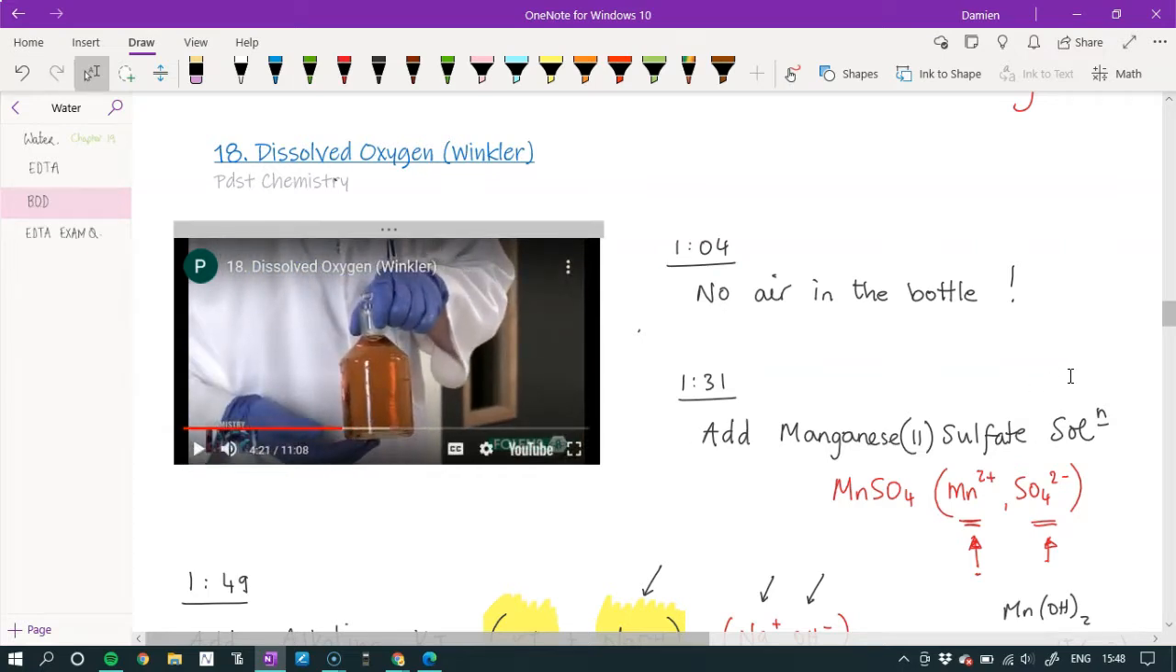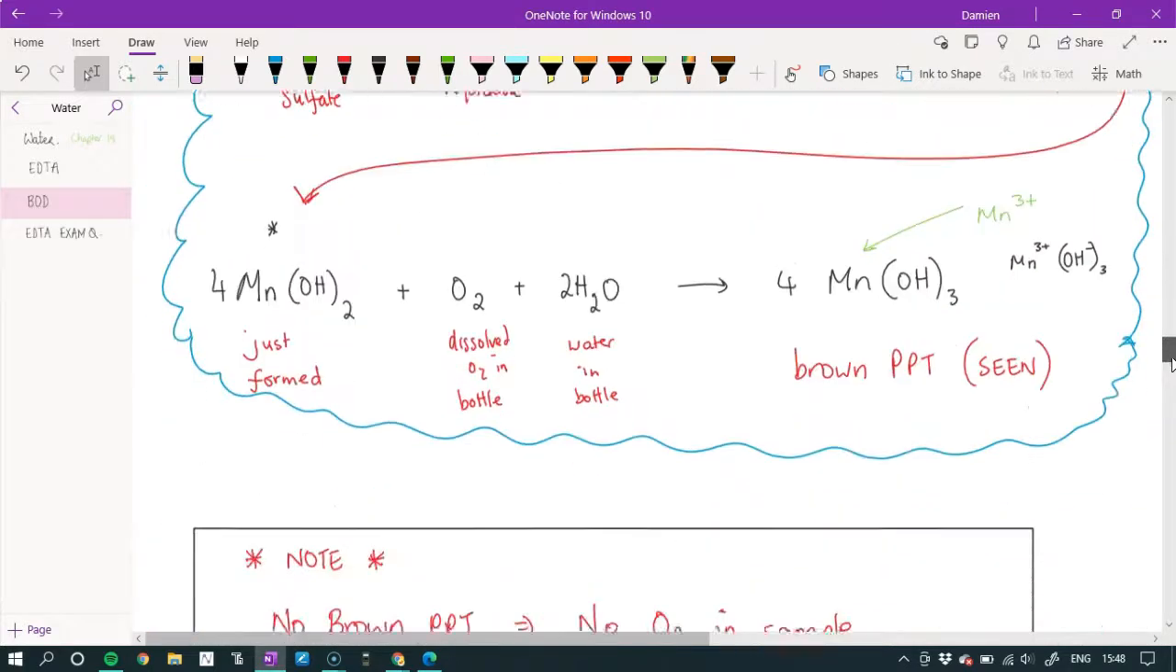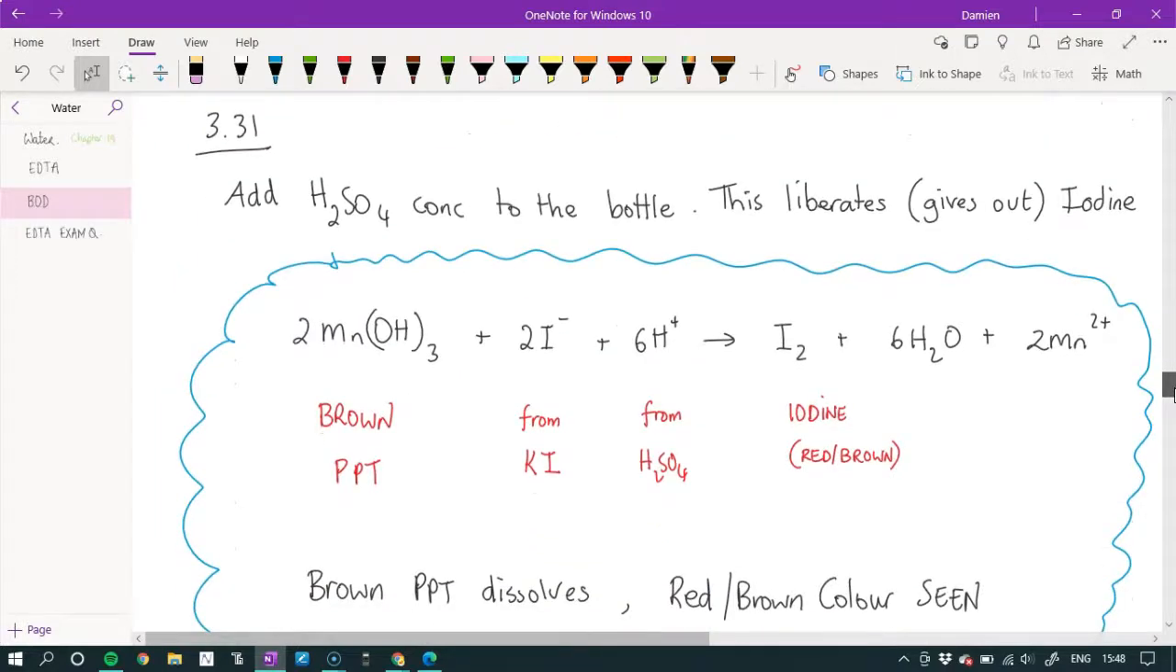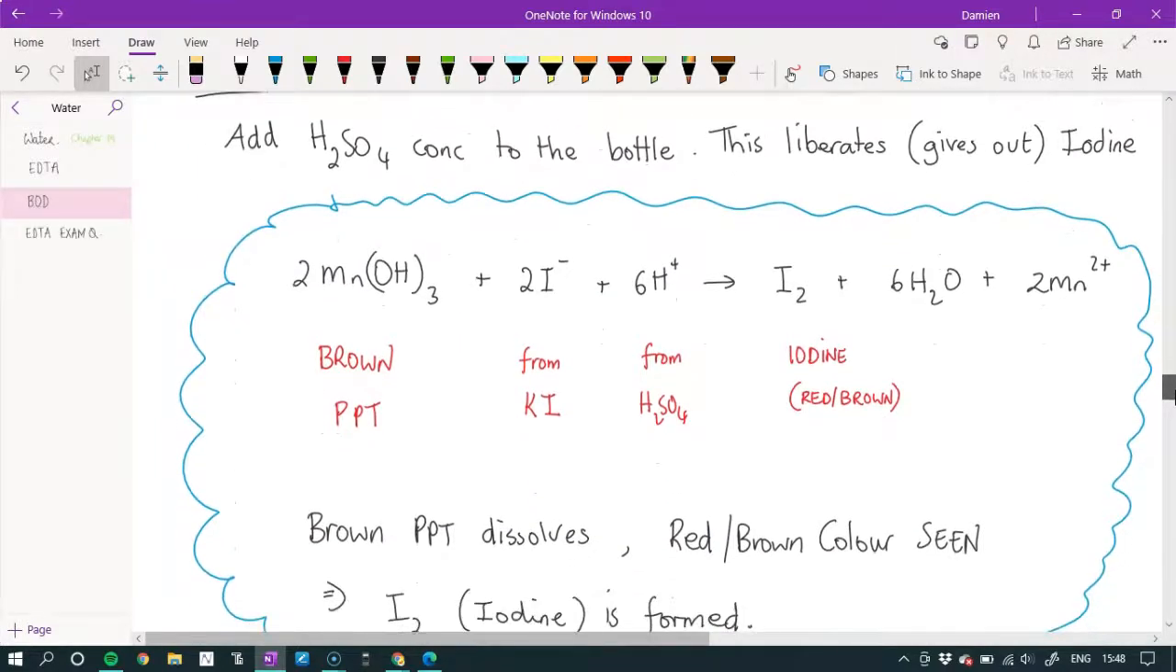So here we can see after the sulfuric acid has been added, the precipitate disappears and we're left with this kind of a reddish brown substance. So let's have a look at the chemistry behind that, what's happening. The whole point of this and the red-brown colour is the fact that iodine is being formed.